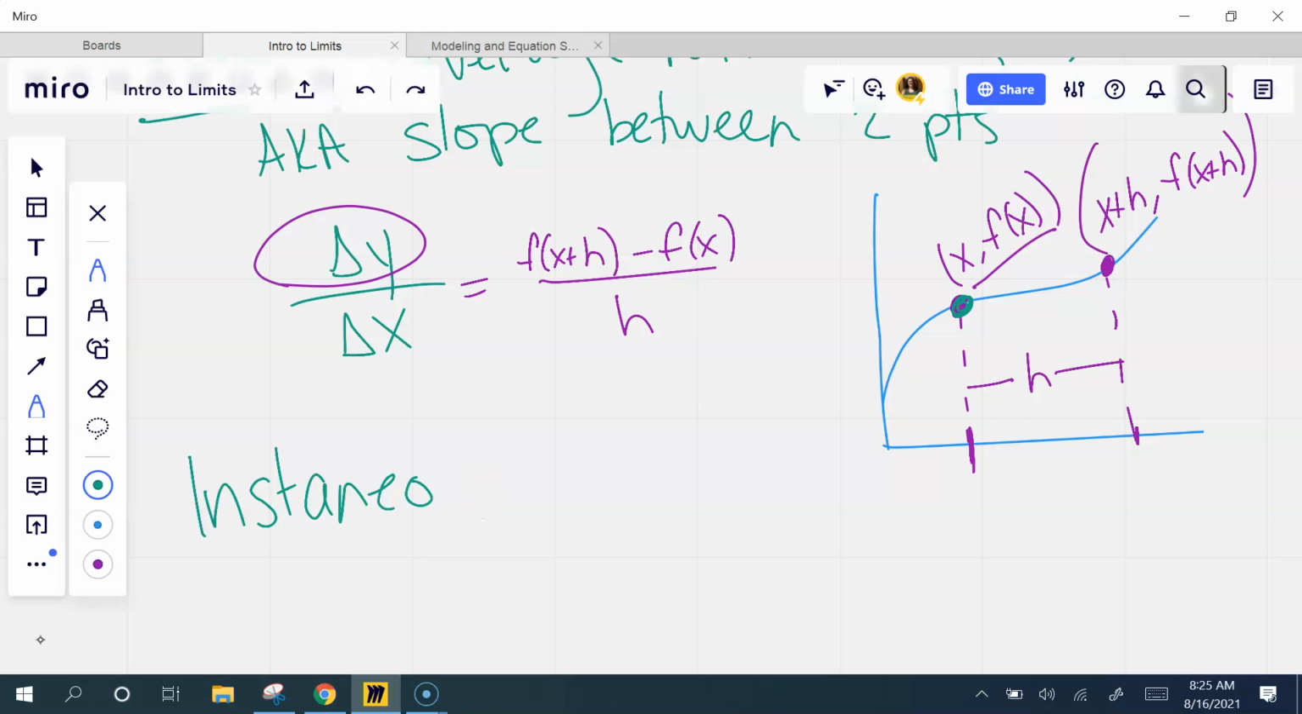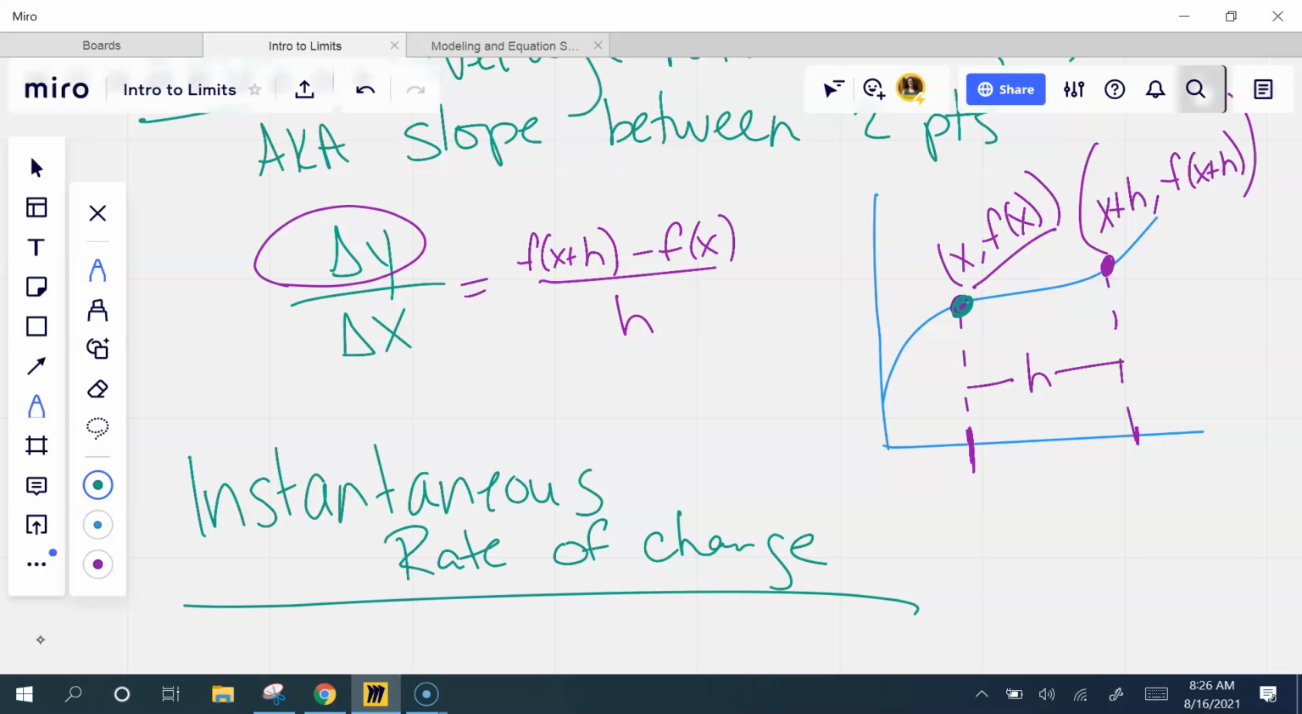Oh, wait, I gotta spell it. Yes. Instantaneous. Okay, so you're saying they need to be two different points. It can't just be one point. How close could I get, though? As close as I want.